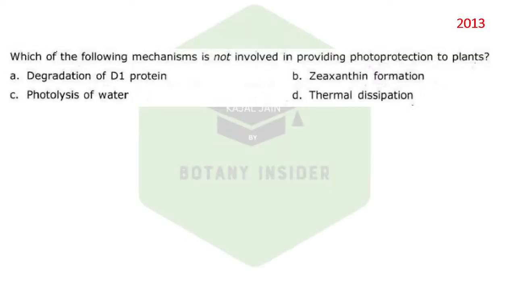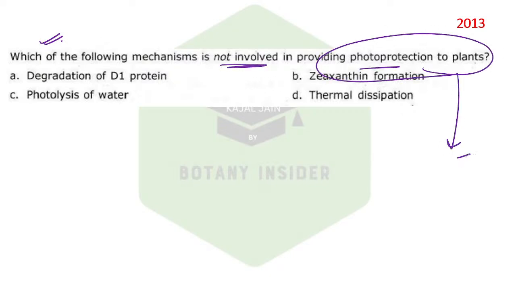Okay, give it a try to this. Which of the following mechanisms is not involved in providing photoprotection to the plants? Try the question. Which of the following is not involved in providing photoprotection to the plants? This one is easy. Not involved in photoprotection.